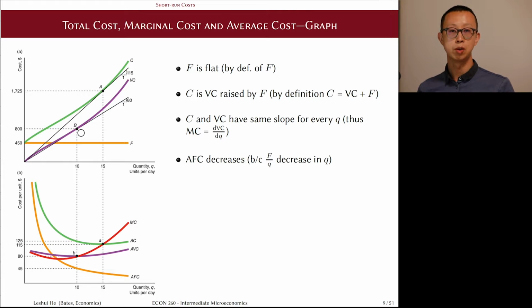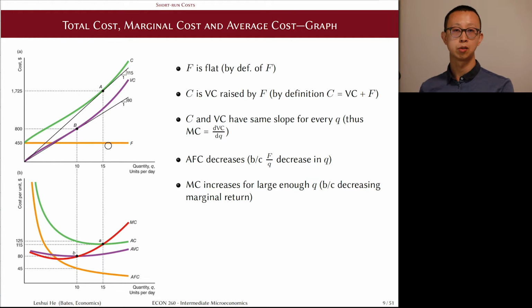It is also worth noting that the average fixed cost is always decreasing in the output level, because the fixed cost does not vary when the output level increases. So as Q goes higher and higher, the same fixed cost is being divided among a bigger base of outputs. So the share of fixed costs for each unit of output gets smaller and smaller as Q increases.